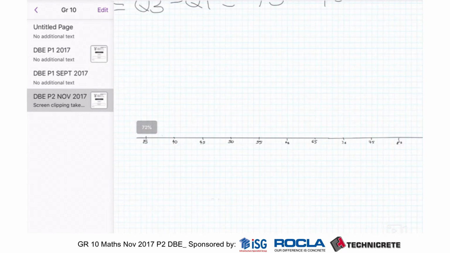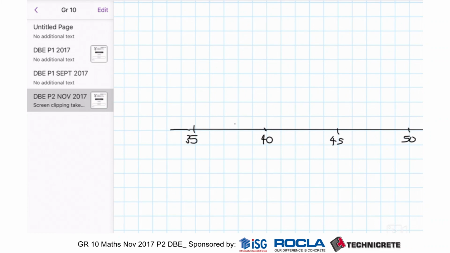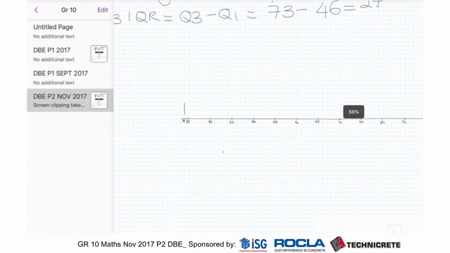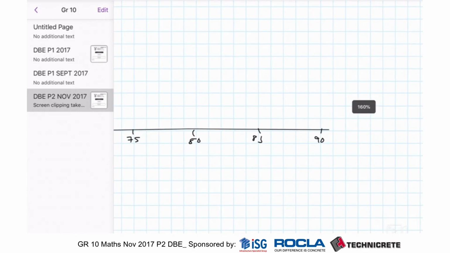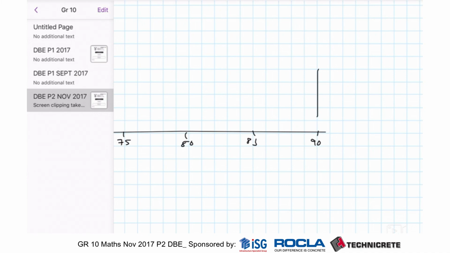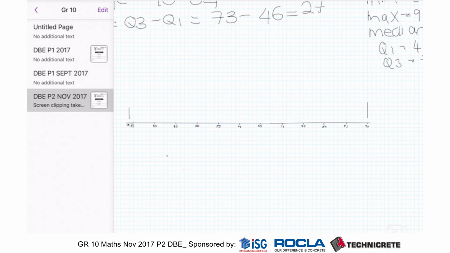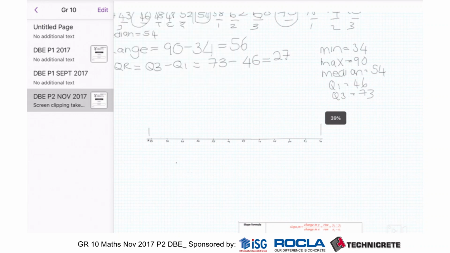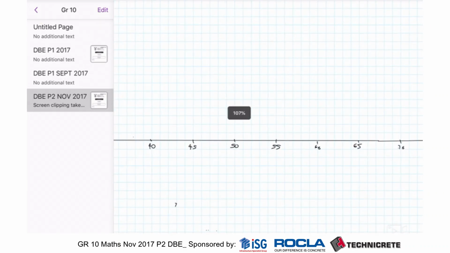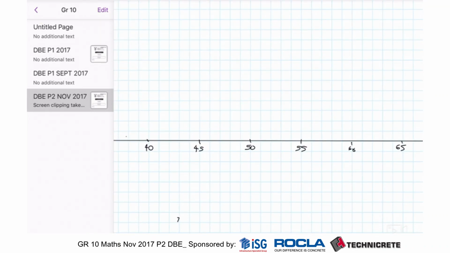So we said minimum was 34. So here is my minimum, and we can label it 34. Maximum is 90. We can make quite a big box and whisker so it's visible. Then we've got our Q1, which has to be 46. So if this is 45, this is going to be 46.